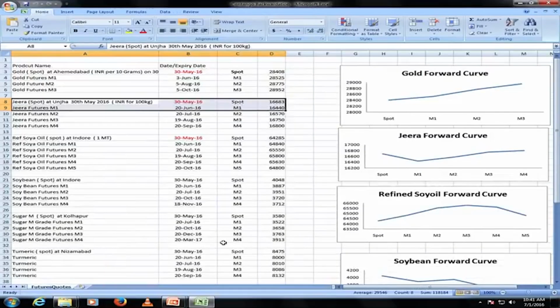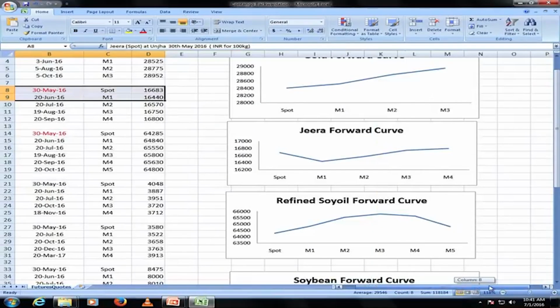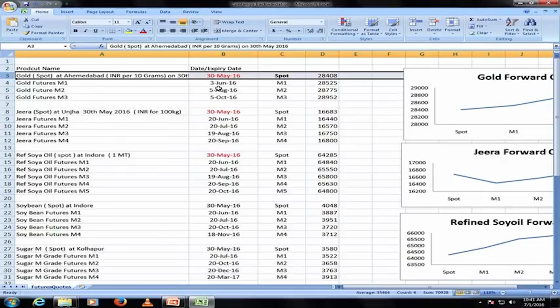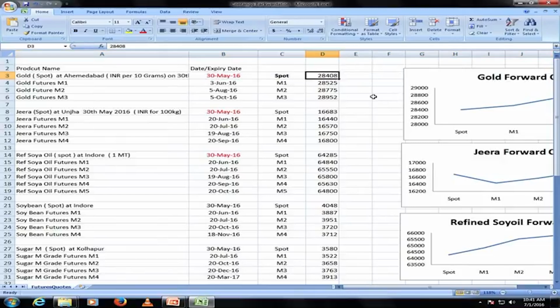I'll quickly take you through this detail I have downloaded from the INSEADEX website. If you see this particular picture, you have a gold spot of 28,408, and what are M1, M2, M3? All these three contracts are higher than the spot, and if you see, M2 is higher than M1 and M3 is higher than M2. So this is a pure typical contango market.